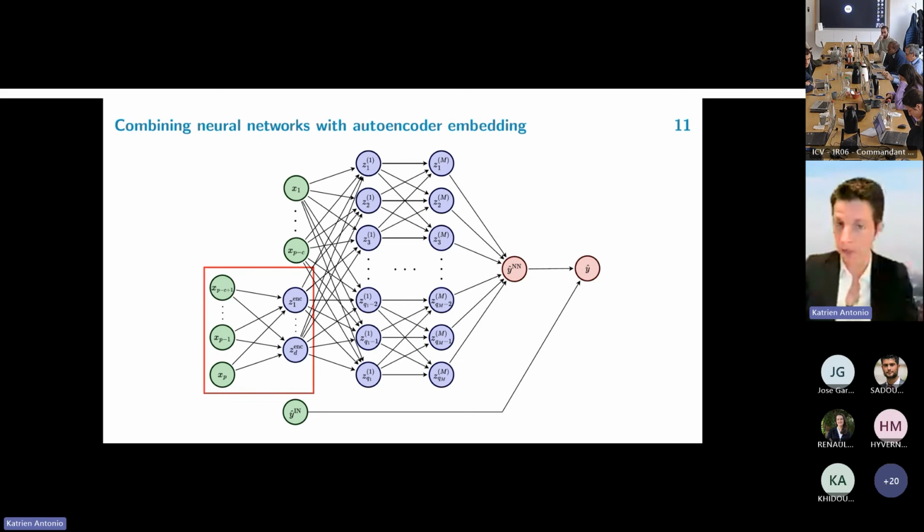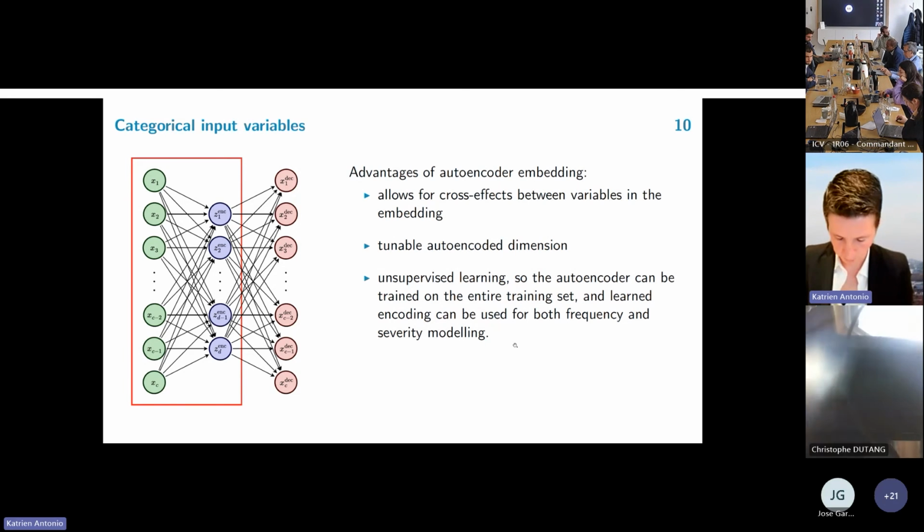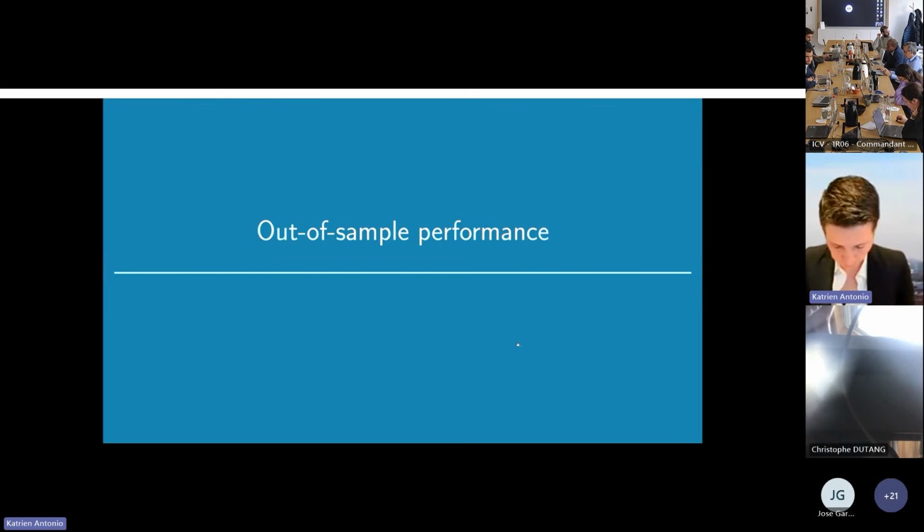And you can plug it in afterwards in the neural network model for frequency, but as well in the neural network model for severity. So that's what I had over here. It allows for cross effects. It's unsupervised learning, so you can train the autoencoder on your complete training data set and use the learned encoding later on for both your frequency and severity. So we'll explore if there's some potential added value from there as well. That is in a nutshell the kind of techniques we try to explore.